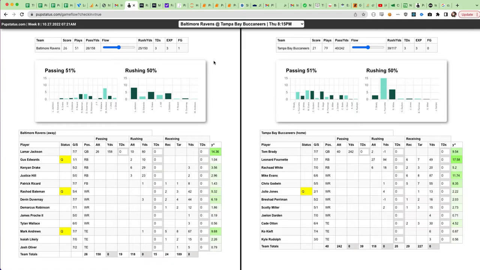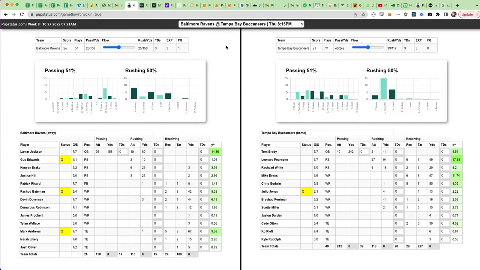So the whole concept here is that games have a flow. They go run heavy or pass heavy, and you can adjust what point values people might have based on if the game becomes a slow grind-out rushing game versus a faster paced receiving passing game.